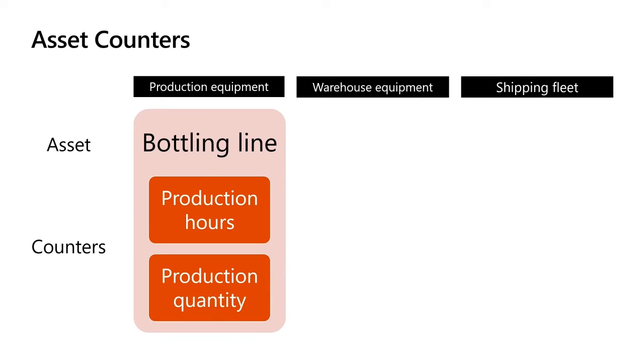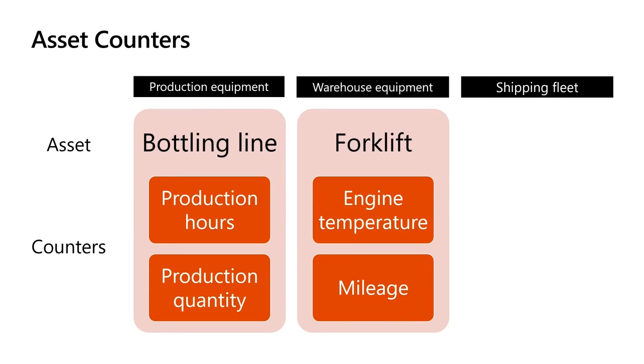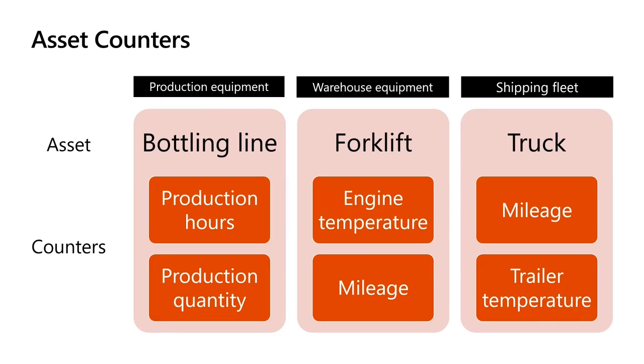For example, on our bottling line, we might have counters that are set up to track the number of active production hours on that bottling line or the quantity produced on the bottling line. For our forklift, we might have counters which track our engine temperature or the mileage on our forklift. For trucks on our shipping fleet, we might again track mileage, or we might track internal temperature in our trailer.